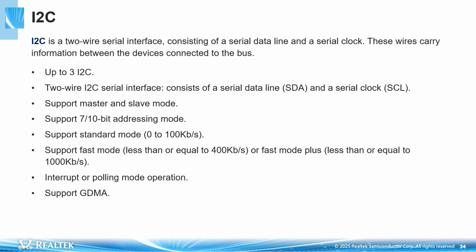The I2C bus is a two-wire serial interface, consisting of a serial data line and a serial clock. These wires carry information between the devices connected to the bus. Each device is recognized by a unique address and can operate as either a transmitter or receiver, depending on the function of the device. Devices can also be considered masters or slaves when performing data transfers.